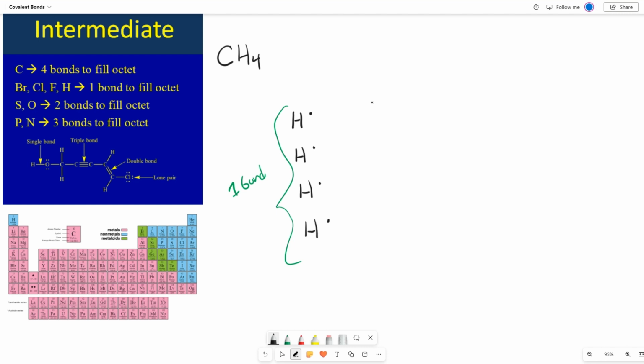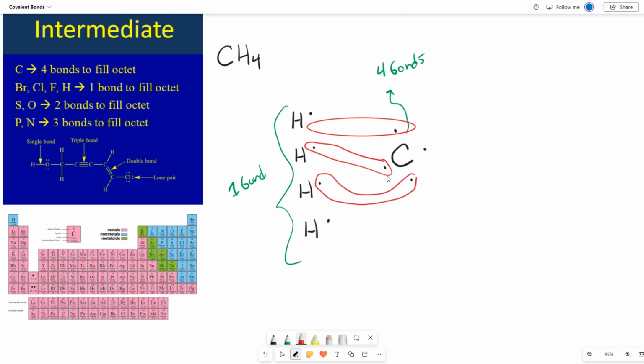Then if we take a look at the carbon, it has 4 valence electrons. None of them are non-bonding electrons, so all 4 of these are going to want to make a bond. So this carbon will also want to make 4 bonds. And what you're going to end up having is each hydrogen will make a single bond with the carbon. And again, these red lines aren't really the bonds. It's just showing you which electrons are going to group up to make the bonds.